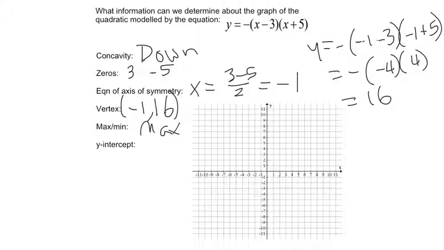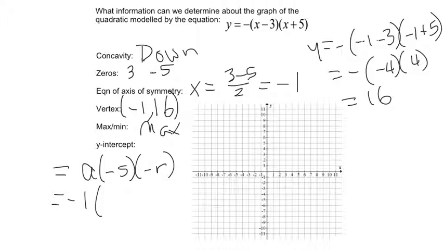So in this case, I'm just going to tell you, I'll explain where this comes from in a later lesson. But basically, the y-intercept is equal to a times negative s times negative r, where negative s and negative r are the zeros of my expression. So I know that looks kind of weird, but if I put it all together, a is negative 1, right? Because we've got this negative 1 in front here. Negative s is negative 3. And negative r is positive 5. So if I multiply all that out, I get 15. That's my y-intercept.